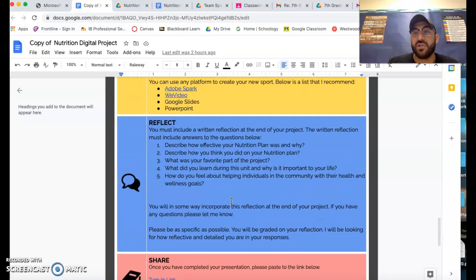At the end of your project, whether that be that cookbook or a Google Slides presentation or whatever it may be, you need to include a written reflection. Okay, and within this written reflection, you need to answer these 5 questions. Describe how effective your nutrition plan was and why. Describe how you think you did on your nutrition plan.